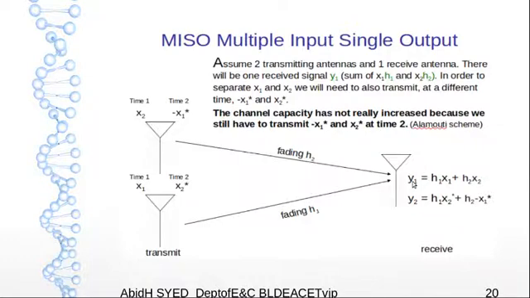So making the response y1 equal to H1 x1 plus H2 x2, or say y2 equal to H1 x2 star plus H2 minus x1 star. This means they are complex signals.